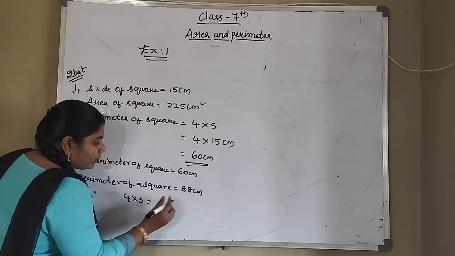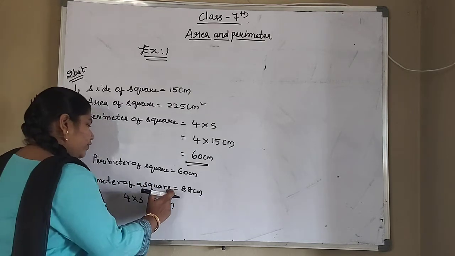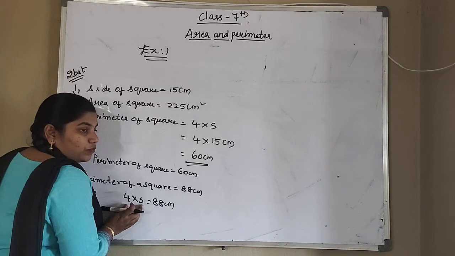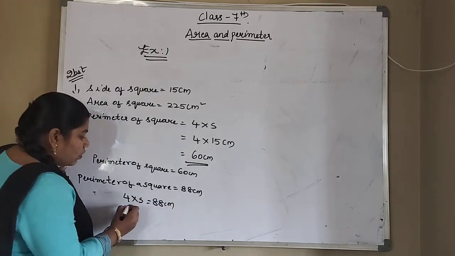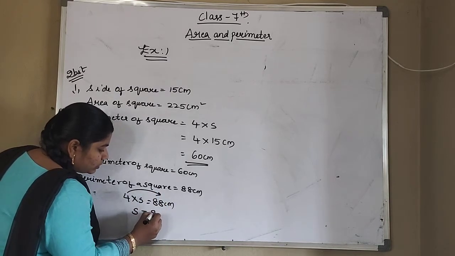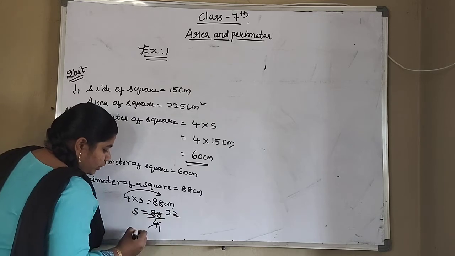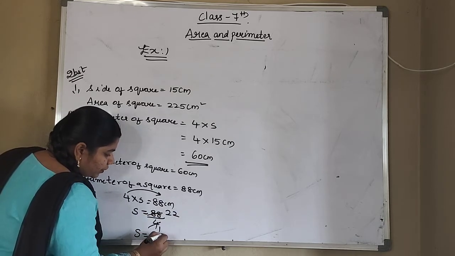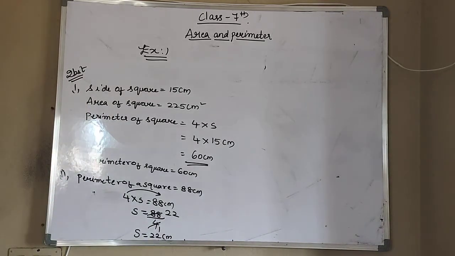This value they have given as 88 centimeters. Okay, perimeter of a square formula is 4 into S equals 88 centimeters. Now, I am transposing this 4 to the other side. So, S is equals to 88 by 4. 4 ones are 4, 4 twos are 8, so the side value you got is 22 centimeters. By using this 22 centimeters, you have to find the area value now.